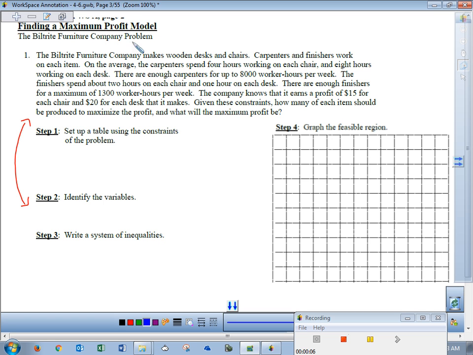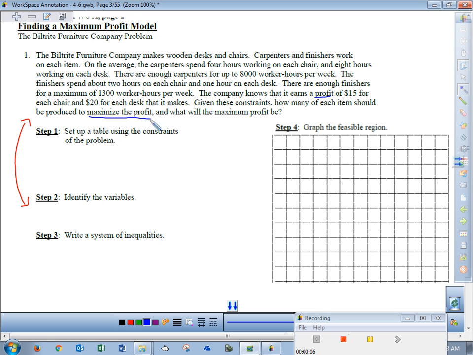We've got the Built Right Furniture Company. They make wooden desks and chairs. Carpenters and finishers work on each item. On average, the carpenters spend 4 hours working on each chair and 8 hours working on each desk. There are enough carpenters for up to 8,000 worker hours per week. The finishers spend about 2 hours on each chair and 1 hour on each desk. There are enough finishers for a maximum of 1,300 worker hours per week. And the company knows that they're going to earn a profit of $15 for every chair and $20 for every desk. Holy cow, right? So given these constraints, how much of each item should be produced to maximize the profit?